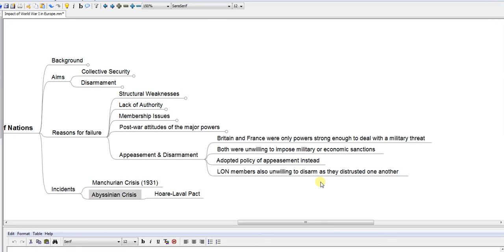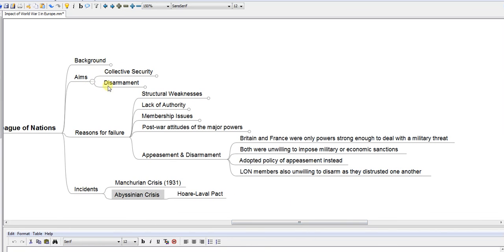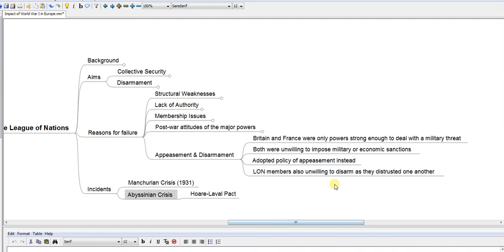So they still kept their military sizes, and because disarmament didn't happen, the threat of war did not decrease, which is basically a failure. One of the main aims was not achieved, and the inability to disarm made the League's efforts at peacekeeping less successful.